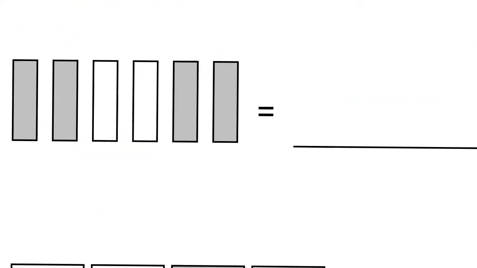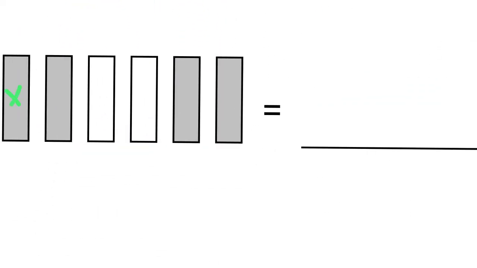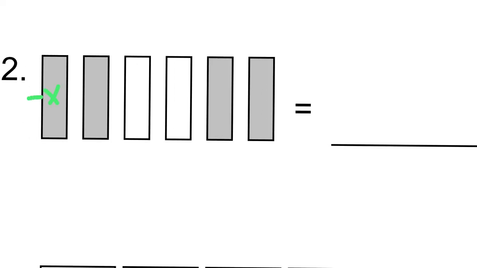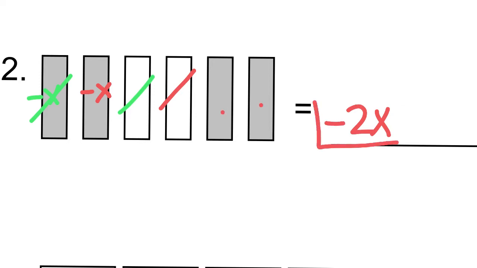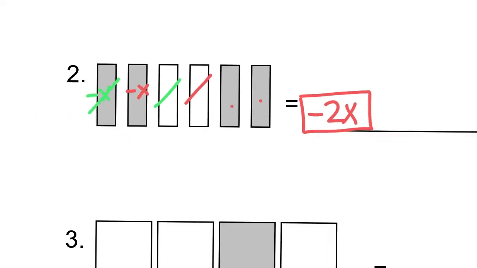Here we have x's. So you're looking for a 0 pair. That's a negative x. That would cancel out with a positive x. We have another negative x. That will cancel out with a positive x. So what we're left with is 2 x's. But since they're darkened in, it will be negative 2x. And that is the sum of those terms.